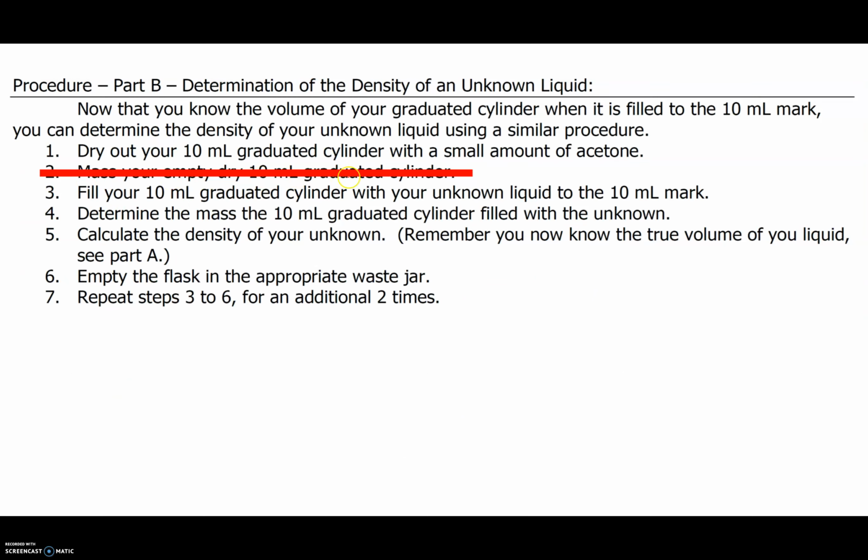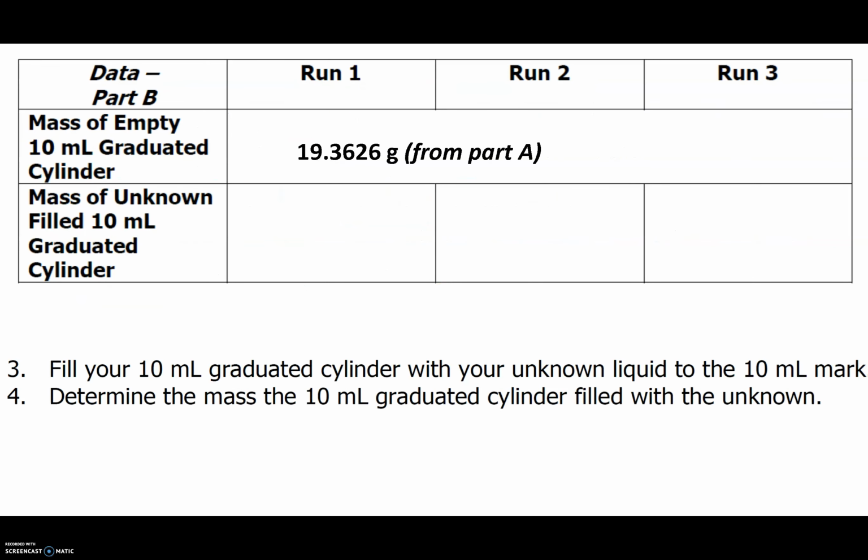Notice line 2 is taken out because you can just copy that mass from part A. So how do we do this? Make sure, number 1, you fully dry out your graduated cylinder. You want to either use a little bit of ethanol or acetone to get rid of the water, air dry it, but you want to make it really, really dry. So first things first, in our data, we're going to copy over the mass of the empty graduated cylinder from part A.